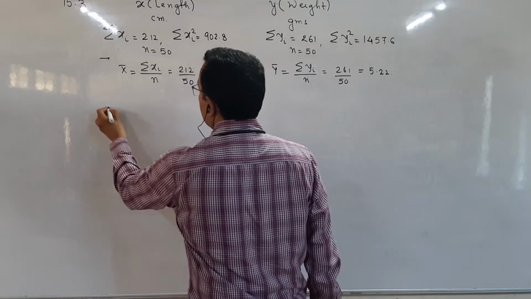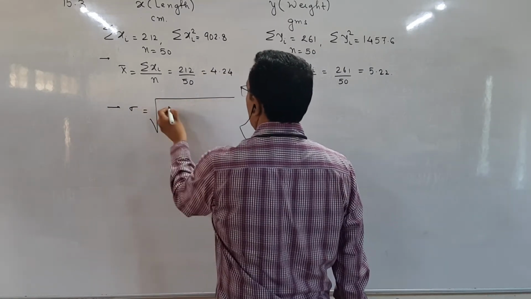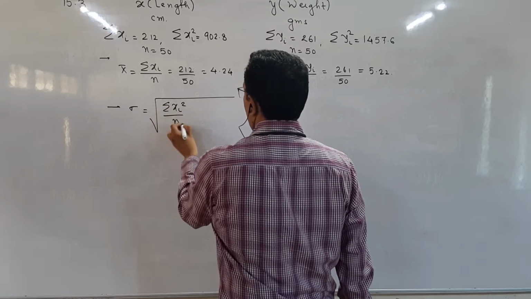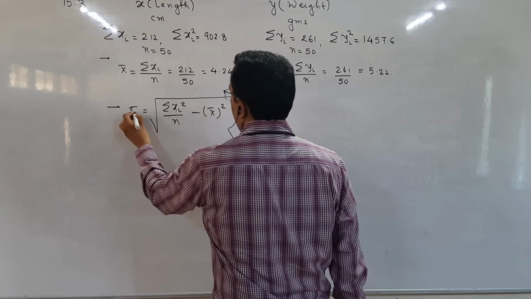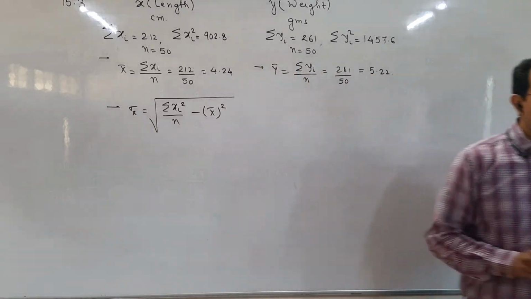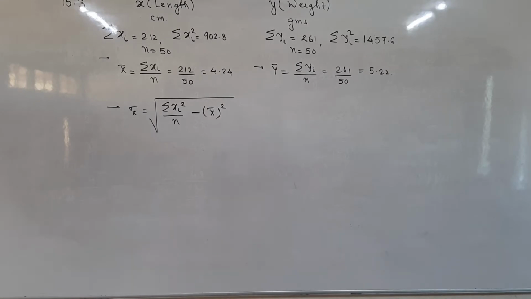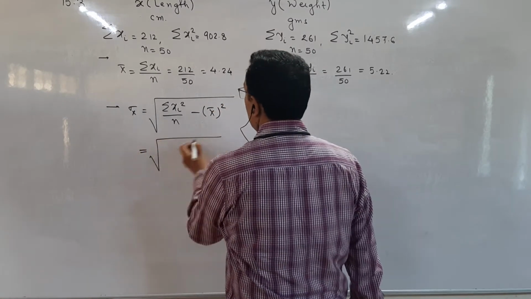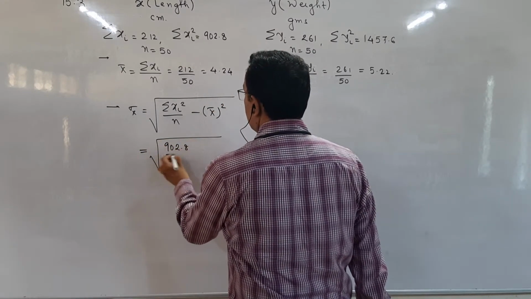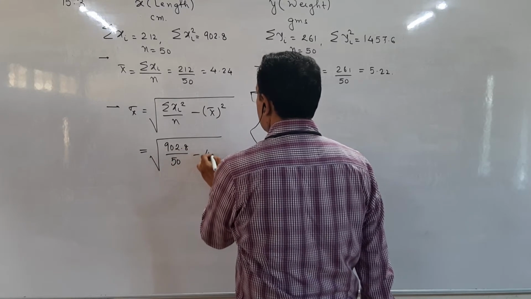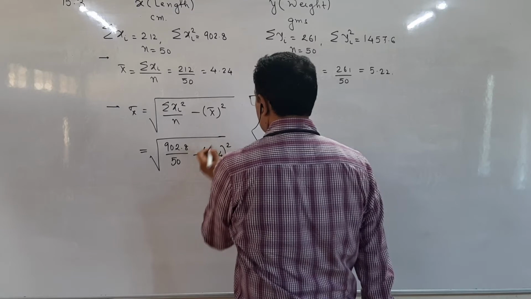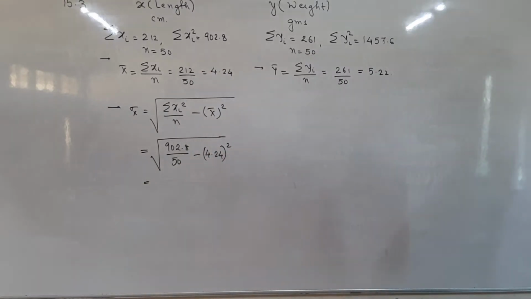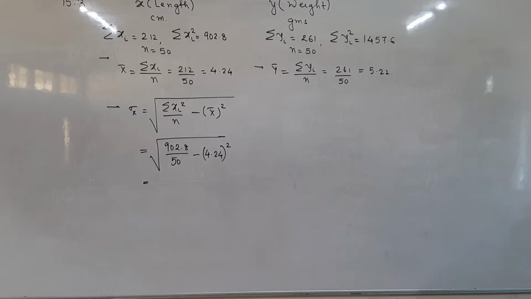Now students, I find standard deviation and I am using this formula: sigma x is the square root of summation xi square upon n minus x bar square. Students, why this particular formula? Because mean is not an integer. So this turns out to be under root of 902.8 upon 50 minus 4.24 the whole square, and this is simplified as 0.28.